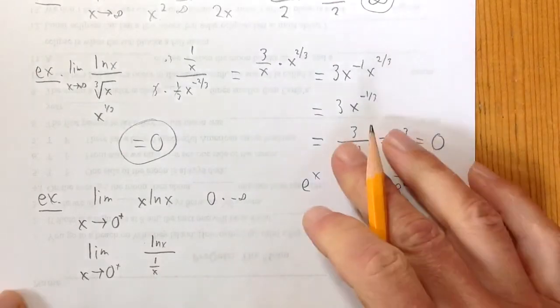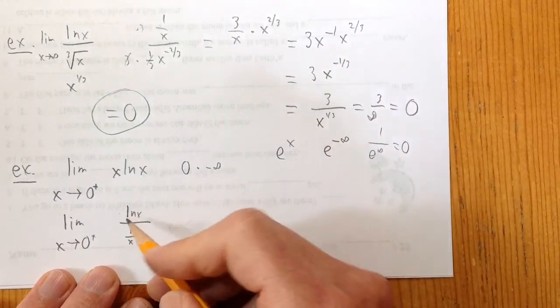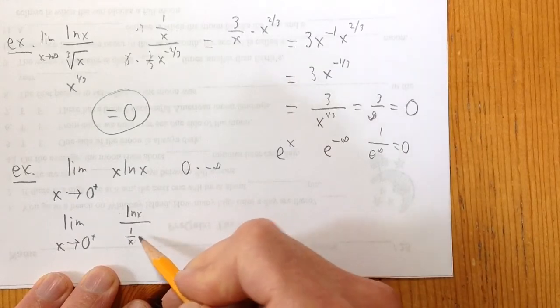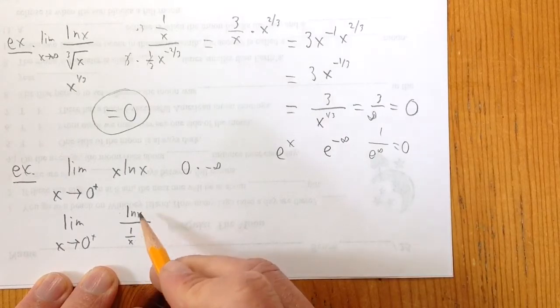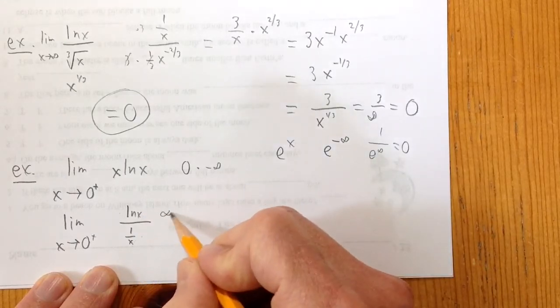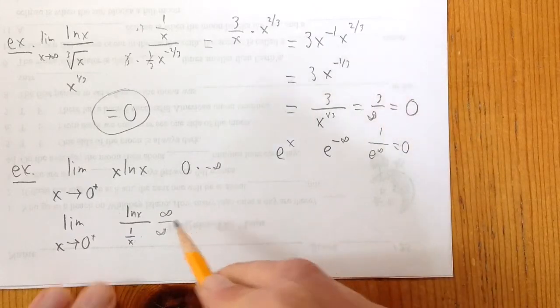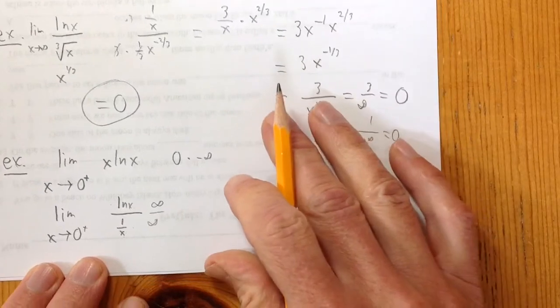Okay, now we can use L'Hopital's rule because we have a fraction. And because we have now infinity over infinity. If we have 0 in the bottom here, 1 over 0 is infinity, and ln of 0 is negative infinity. So we have infinity over infinity now, so we can use L'Hopital's rule. That's the thing. You got to be careful of that. You have to get infinity over infinity or 0 over 0. Okay, so now we can use L'Hopital's rule.